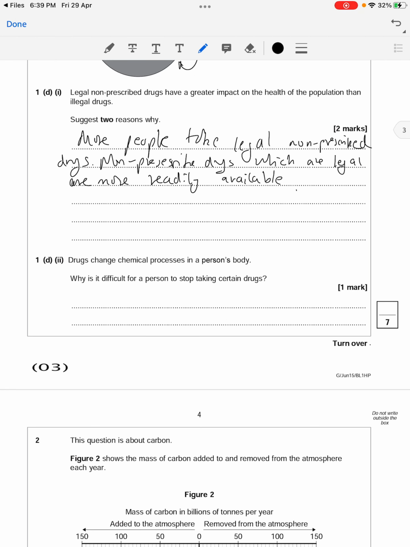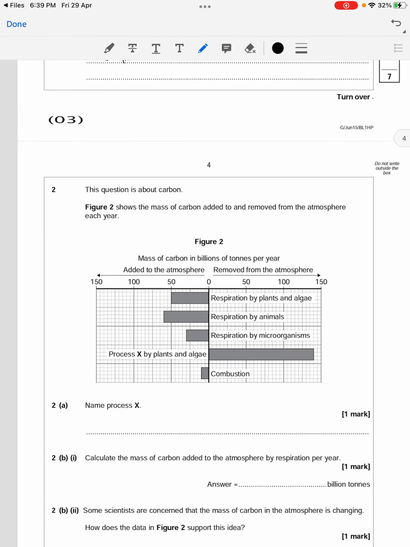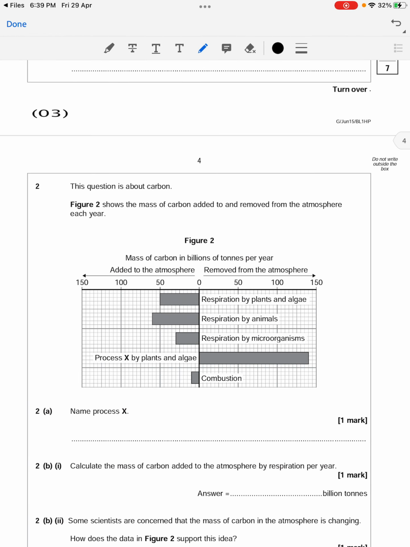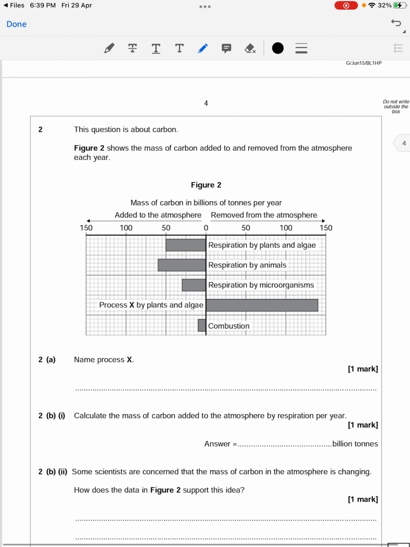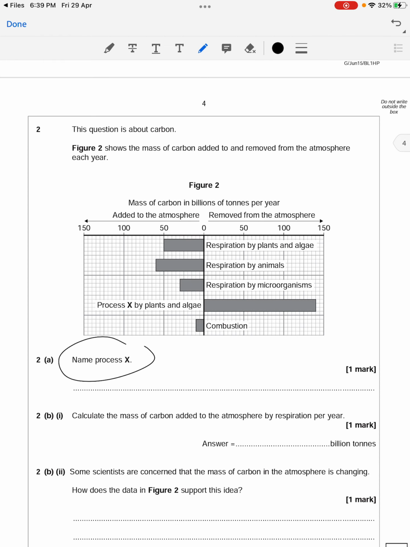Alright, so now drugs change chemical processes in a person's body. Why is it difficult for a person to stop taking certain drugs? The answer, for one mark, is addiction, because they won't stop due to the dopamine intake in their lives.